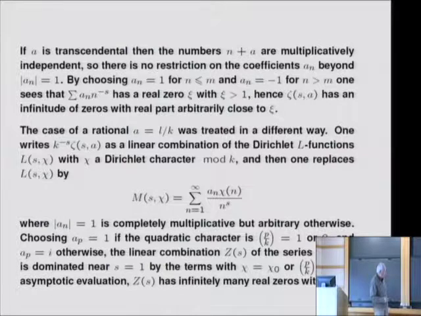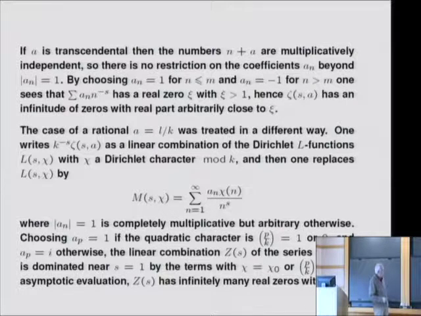And okay, then you look at this combination and you discover that the function, what you call M(s, chi), with this choice of the a_n, has a funny singularity at s equal 1. Not a pole, it's an essential singularity. And by looking at appropriate asymptotics, this shows there are infinitely many zeros which accumulate at 1.